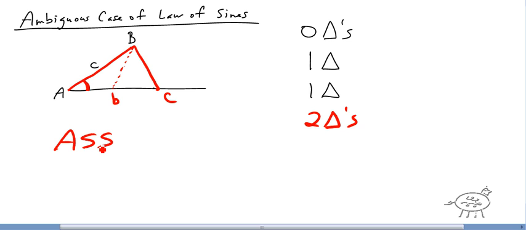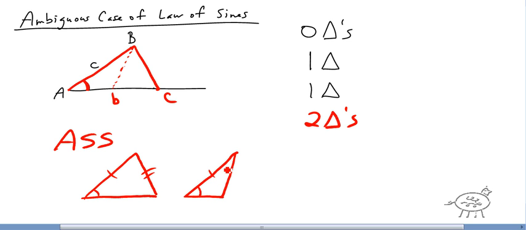Right now you're laughing because you see ASS on the screen, but you need to understand that back in the day when you first learned congruent triangles, you never could prove triangles are congruent by angle, side, side. The reason you can't prove triangles congruent by angle, side, side is just for that fact. I can have a triangle that looks like this, or that looks like this, and here's angle, side, side.